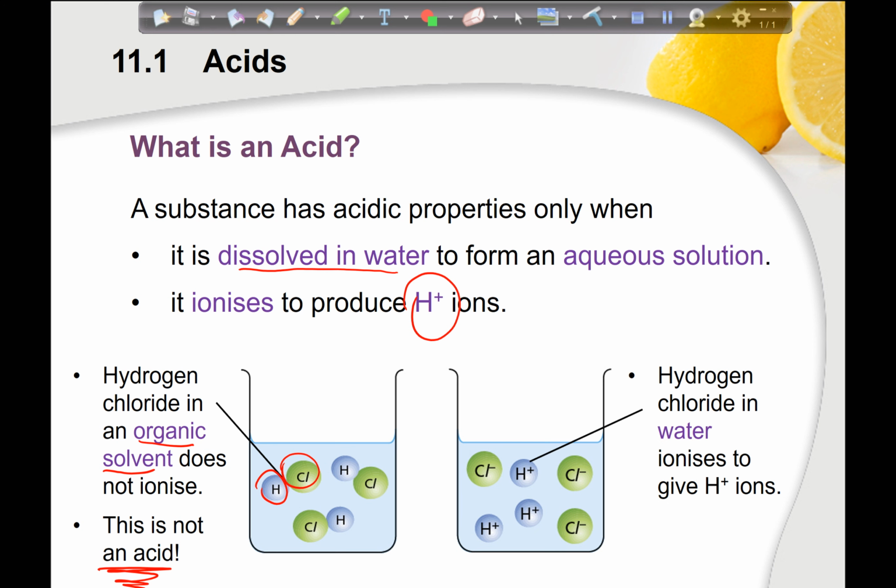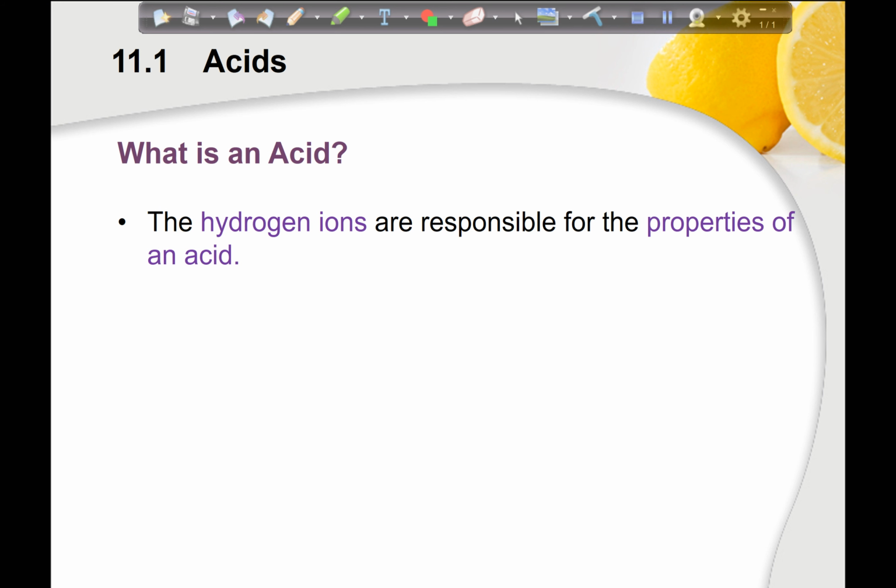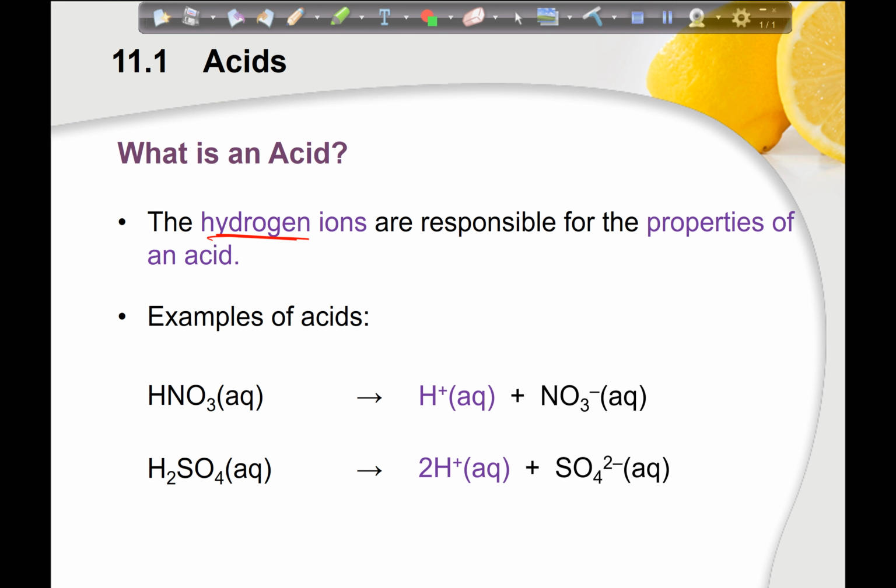Whereas in this case, because of the presence of water, it actually gives you the H+ ions, and this is actually an acid. So therefore, two key ideas you need to know are that an acid only displays its acidic property when it is dissolved in water, and that it produces H+ ions. Alright, so this is very important. As mentioned earlier, the H+ ions are very important. And these are some examples of the different types of acid.